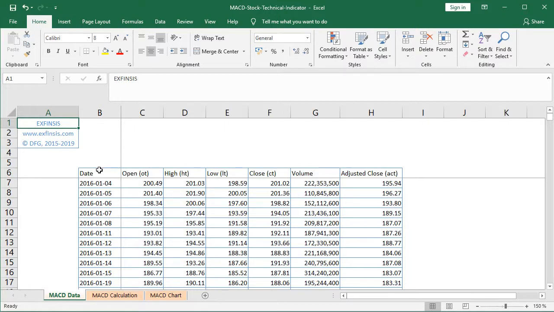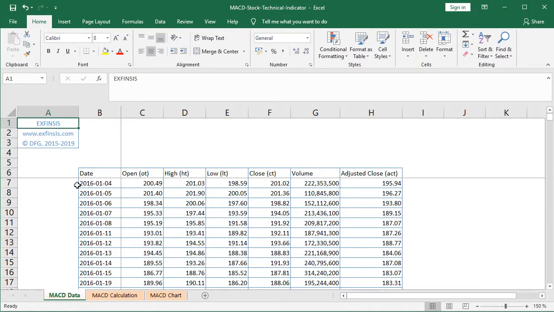At column B, we have dates, and then we have from column C to column H, first open, high, low, close prices, then volume, and then adjusted close prices, which were adjusted for dividends and splits. This corresponds to SPY data. SPY is the ETF investment vehicle which intends to replicate the Standard & Poor's 500 index.